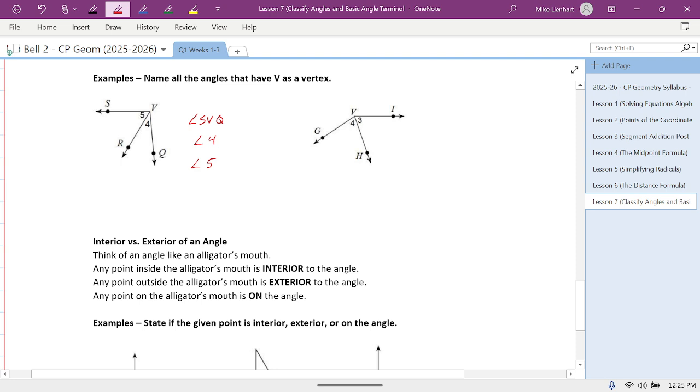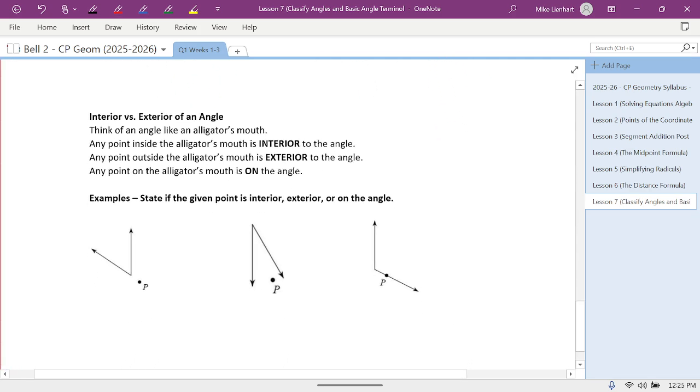Okay, let's go to the next picture. Again, see the big picture first. So I see angle GVI. I know that angle GVI is also made up of angle 3 and angle 4, and all three of these angles have V as a vertex.